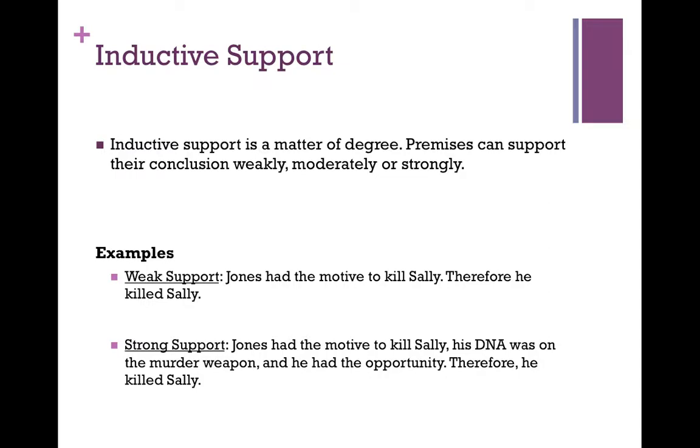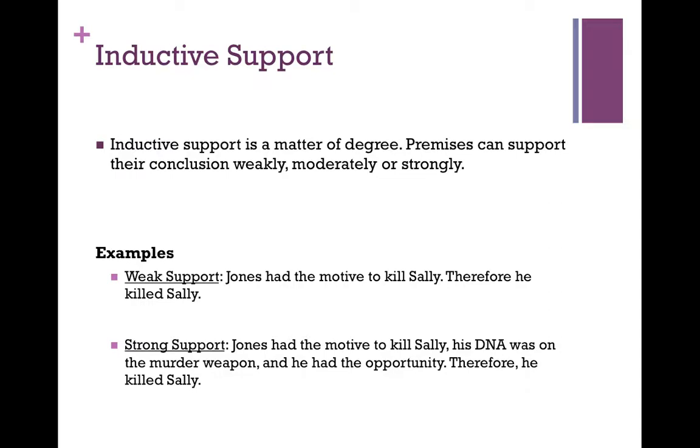Now look at this argument. Jones had the motive to kill Sally, his DNA was on the murder weapon, and he had the opportunity. Now, that's not a necessary guarantee that he was the killer, but if you had the motive, your DNA is on the murder weapon, and you had the opportunity, you should contact a lawyer immediately because you're a person of interest. It's pretty strong support, and if you could prove in a courtroom that these three facts occurred, you would probably be looking at jail time in the near future. You see here, though, that we have weak evidence.